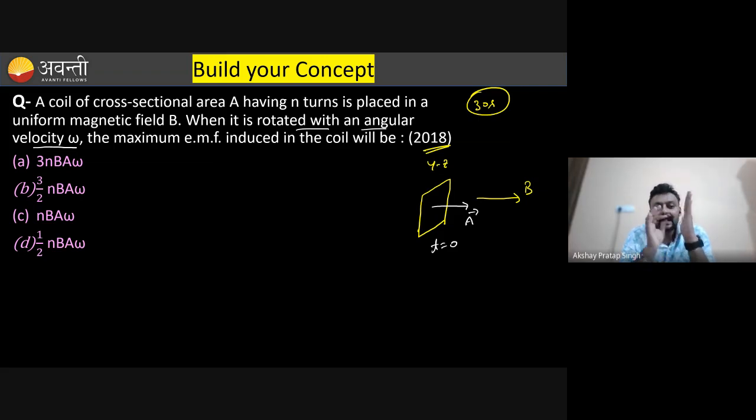Then in time t, it is rotated with some angular velocity omega. In time t, by how much angle can it rotate? You can say that the angle rotated in time t will be omega t. Is it clear? Angle rotated will be omega t. So if the coil rotates by an angle omega t, then the normal will also rotate by the same angle.